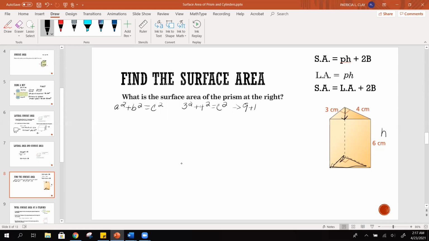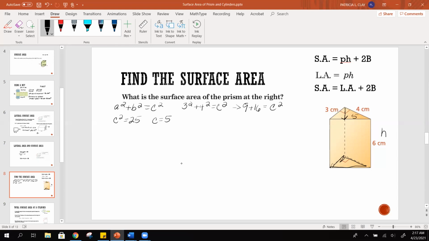So that's 9 plus 16 is c squared. And that's going to be equal to 25, right? c squared is equal to 25. So c is equal to 5. Okay. And I'm going to put it right there so we know where it is. Okay. So now we know that.